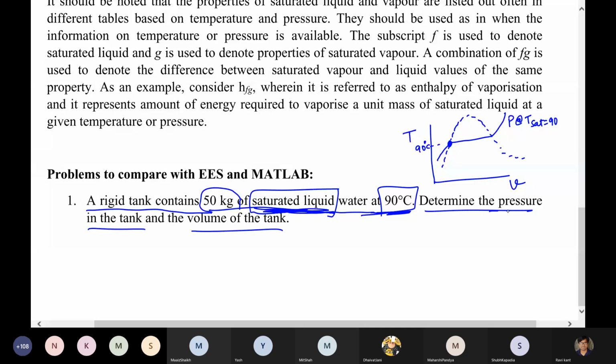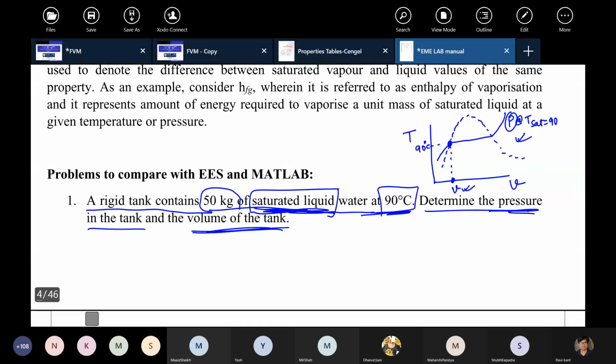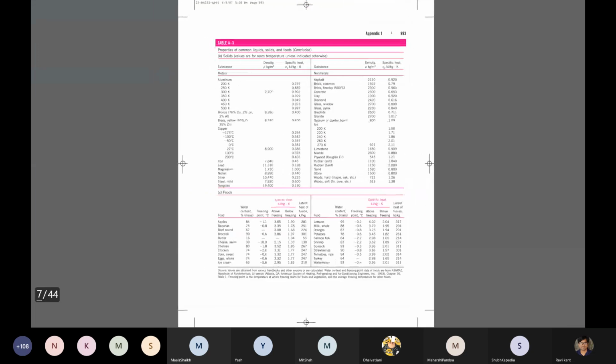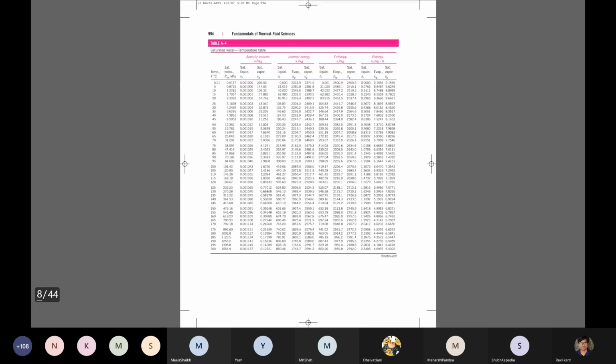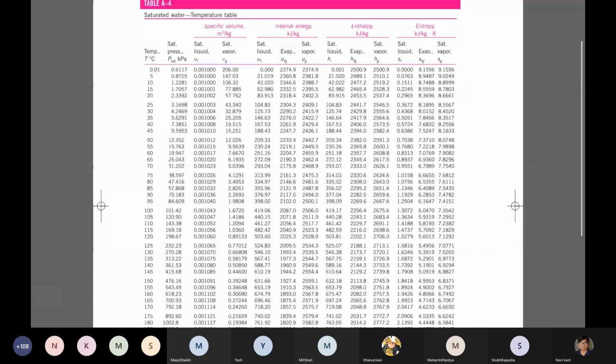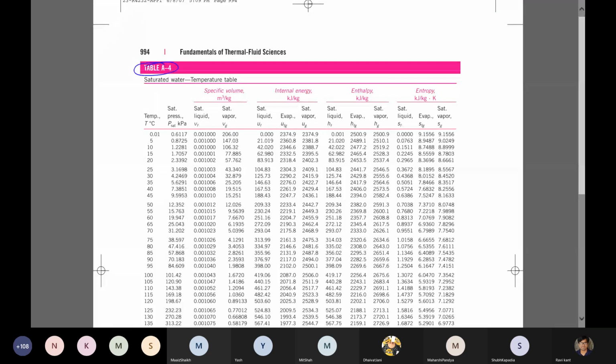Determine the pressure. You need to find at which pressure this is happening, and what is the volume of the tank. The volume of the tank I can get from the information on V, right? So these two I need to look into first through the property table. Let me quickly go to the property table, and I'll share that too. Go to table number A4. Table A4, the saturated water temperature table, is given. You have to be careful: saturated water and superheated water tables are different.